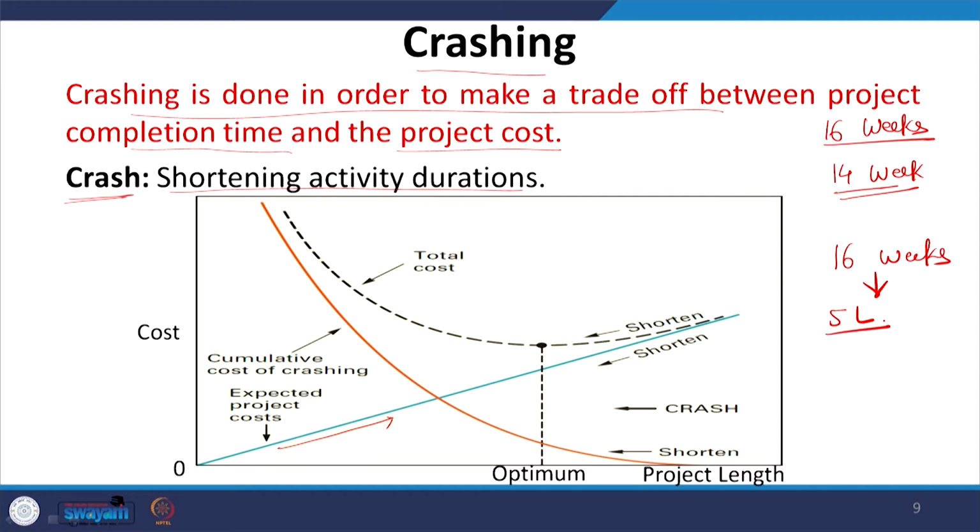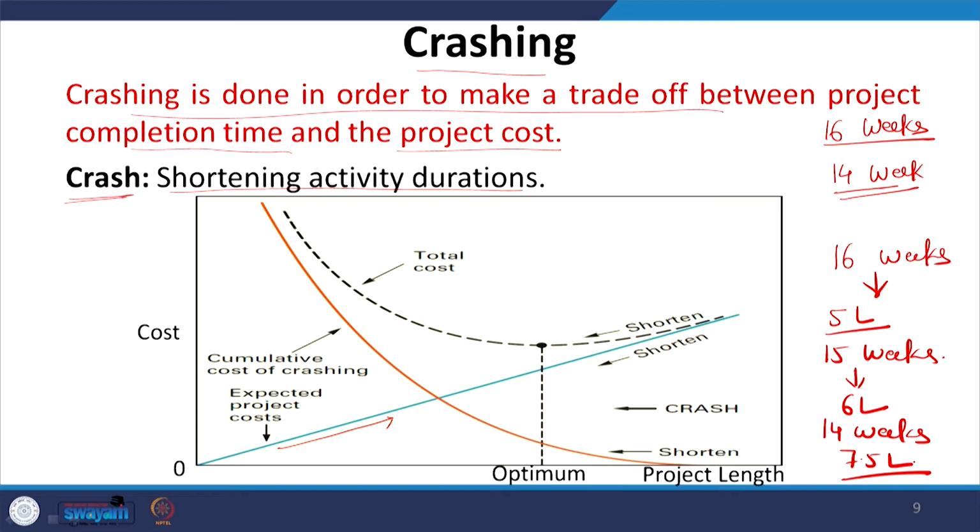Now, if you want to complete the project in 15 weeks, cost may increase to 6 lakh. If you want to complete the project in 14 weeks, cost may increase to 7.5 lakhs. So, as you reduce the duration of completion of project, the cost of your entire project will increase.